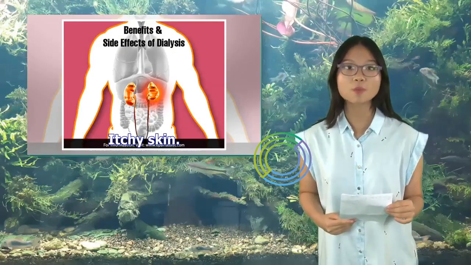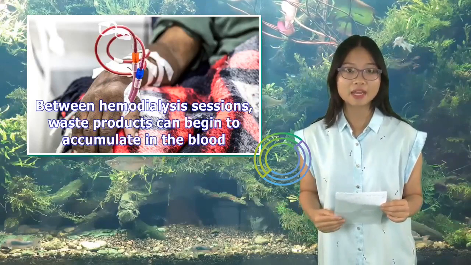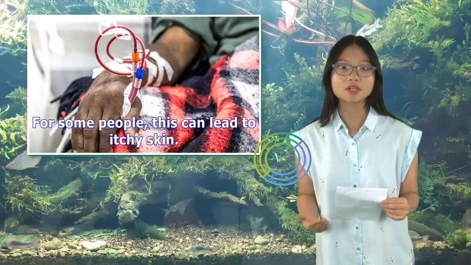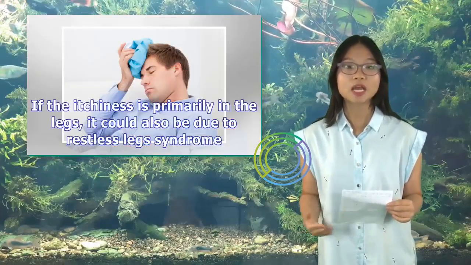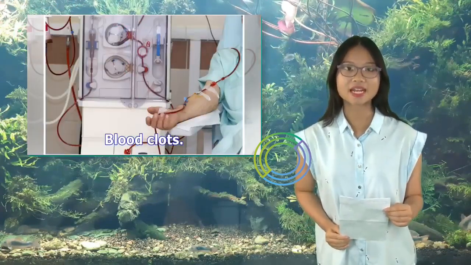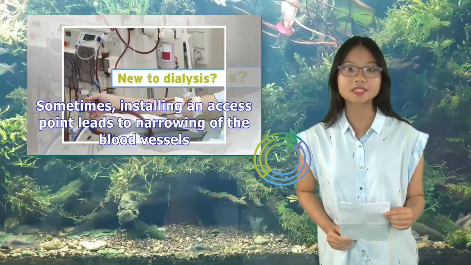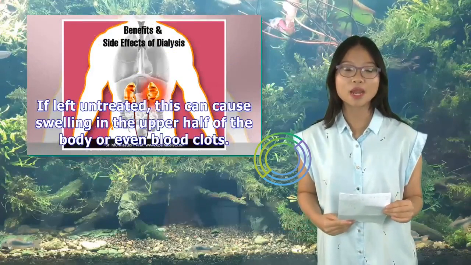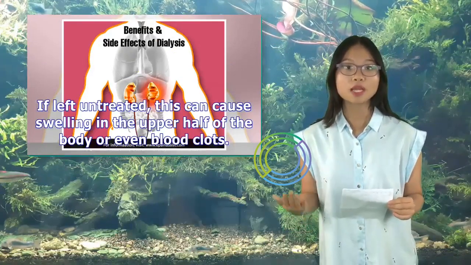Itchy skin. Between hemodialysis sessions, waste products can begin to accumulate in the blood. For some people, this can lead to itchy skin. If the itchiness is primarily in the legs, it could also be due to restless leg syndrome. Blood clots. Sometimes, installing an access point leads to narrowing of the blood vessels. If left untreated, this can cause swelling in the upper half of the body or even blood clots.